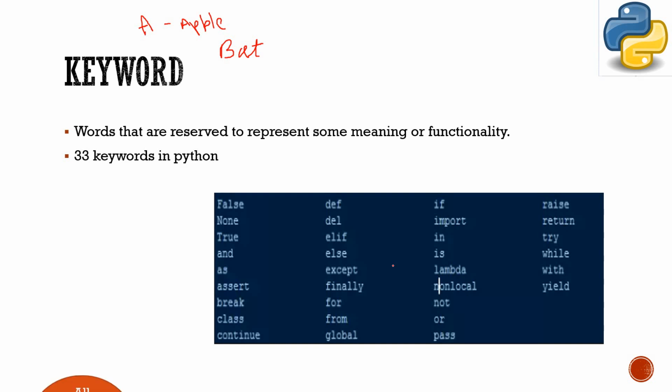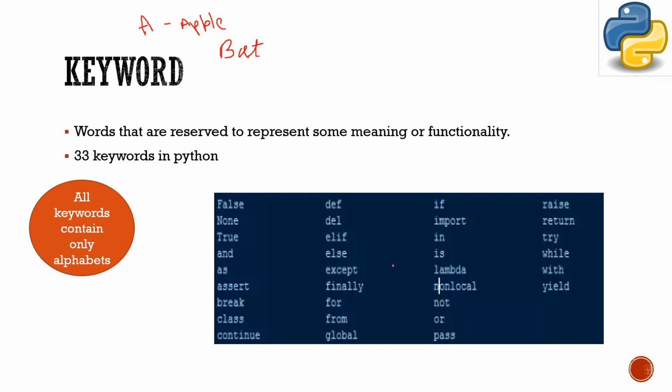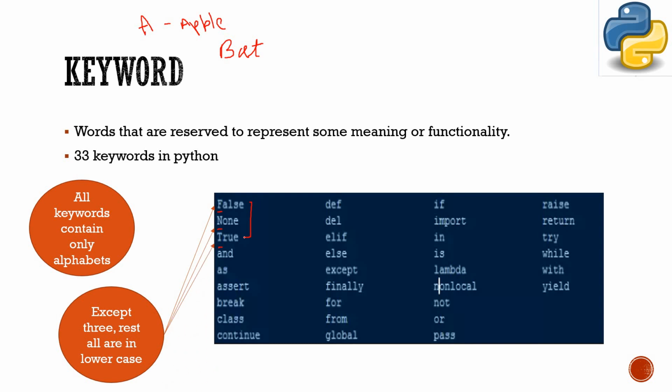Now you have to note a few points. First one, all the keywords contain only alphabets. We do not have anything except alphabets in them. Next, except 3, the rest are all in lowercase. Which are those 3? Can you find them in this list? The first one here is False, then None, and then True. So only 3 keywords start with capital letters; except them, all are in lowercase.